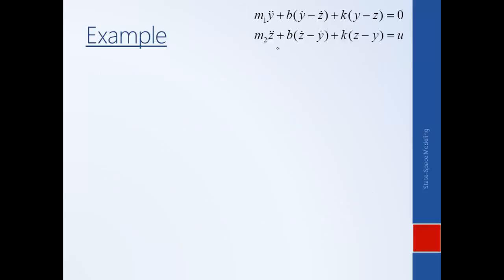So here again is our system of governing equations. Here's the set of state variables that we've generated by determining where energy is stored in the system. And let's go ahead and rewrite these equations in state space form. So we start by writing a differential equation for each of the state variables. Okay, so x1 dot is simply y dot minus z dot, where y dot is x2 and z dot is x3.